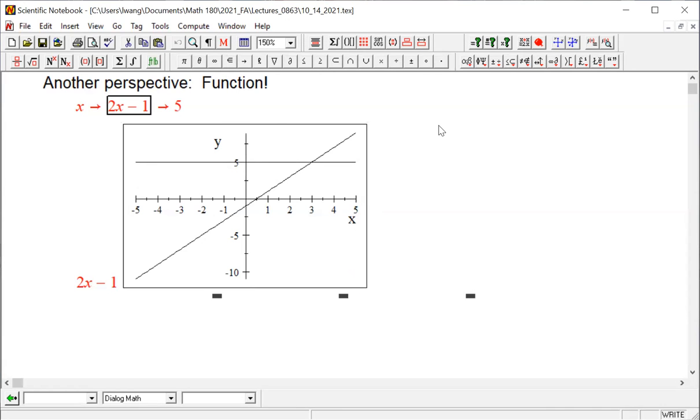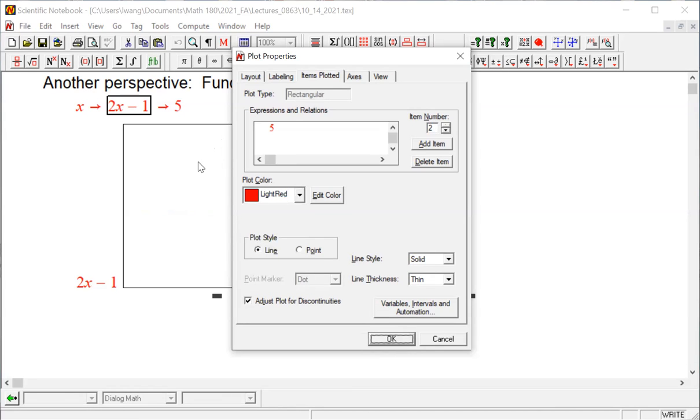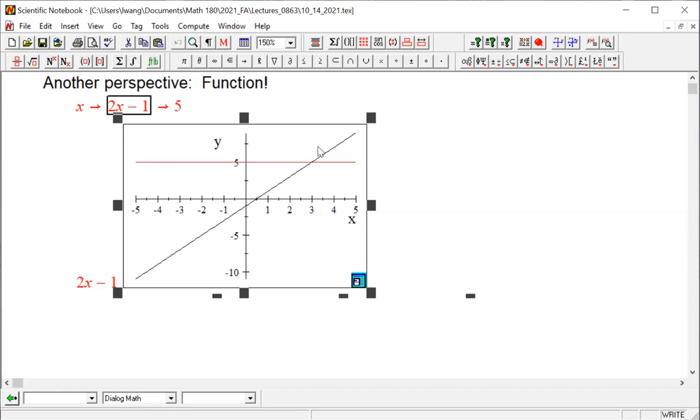Okay, so let me make that red. Okay, so this vertical line is 5. It's a constant function. You may think it's useless. Now you know it's very useful.